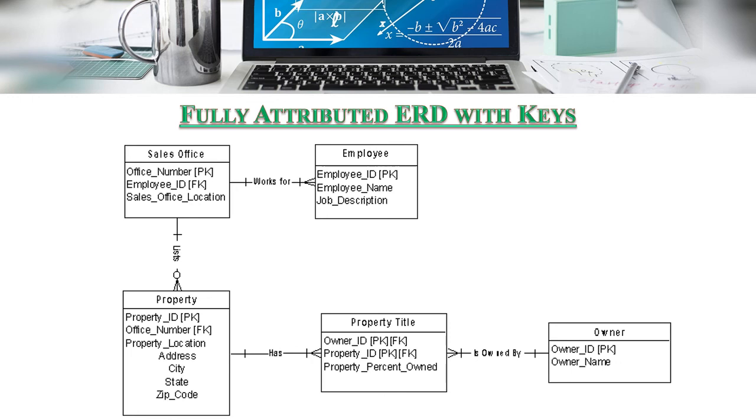The owner has the owner ID, which is a primary key, and the owner name. By this, we finish our lecture.